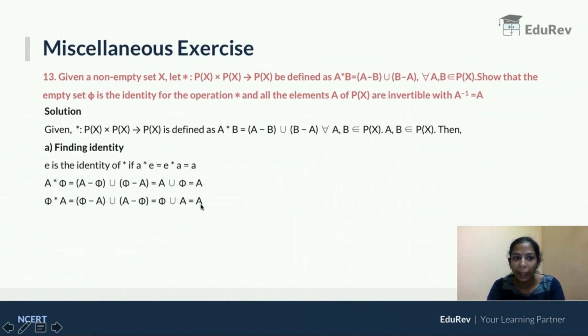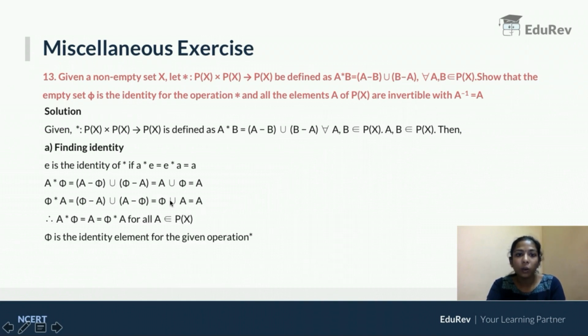That is A. So you are able to prove A star phi is equal to phi star A is equal to A in both cases. That means for all A belonging to power set of x, or for all the subsets of x, you are able to prove that phi is the identity element for the given operation.